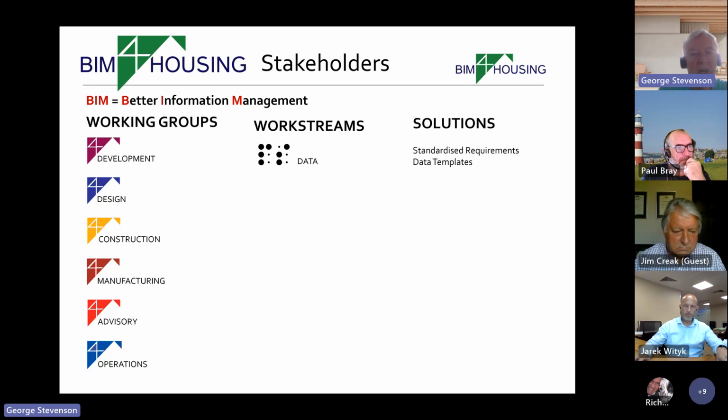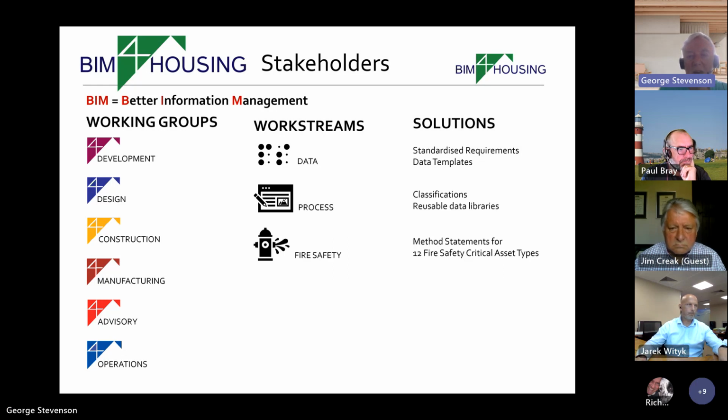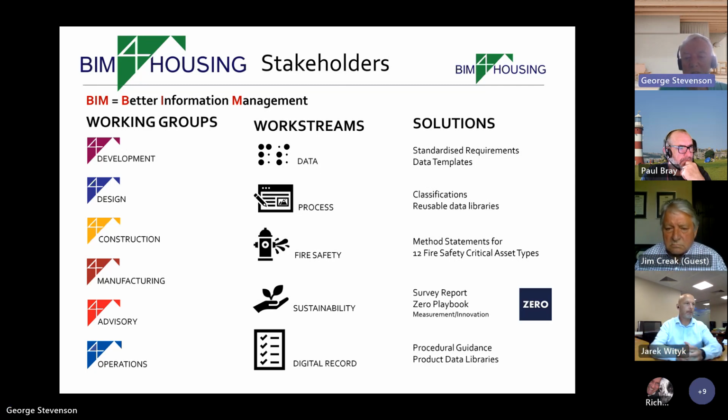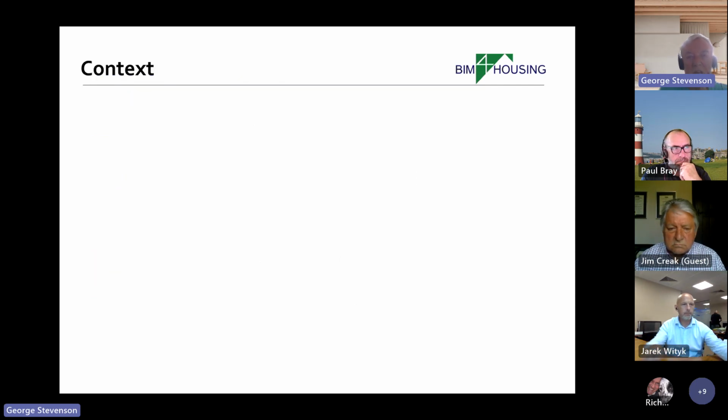The work streams probably only run for maybe a couple of months, and then ideally they produce an output that everybody can use. We've done the same with process and fire safety, and the purpose of these sessions over this week and last week is to actually look at the fire safety critical asset types that we published 18 months ago. We're doing a lot with carbon and also with digital records. So that's, if you like, what BIM4Housing is doing.